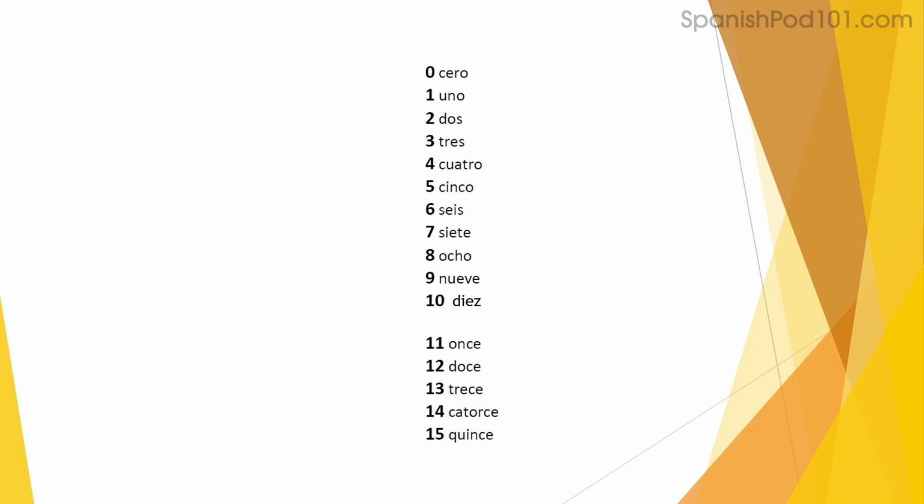15. The only memory tip, a small memory tip that I can give you, is the fact that the numbers from 11 to 15 end in the sound C. So C-E: 11, 12, 13, 14, 15. Okay, continuamos. Okay, let's move on.